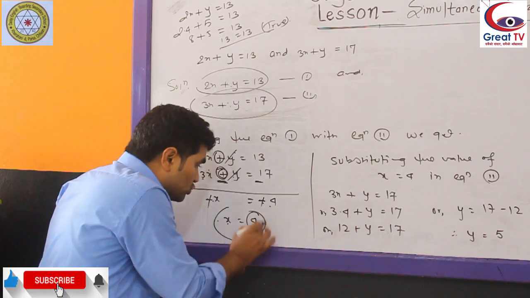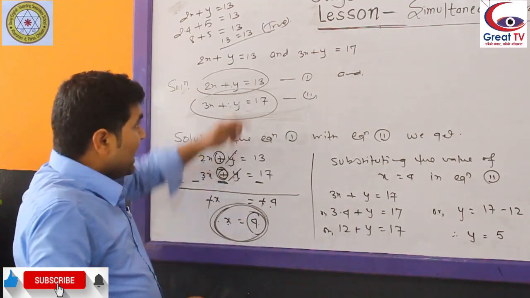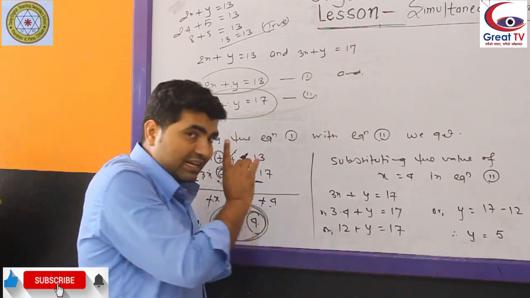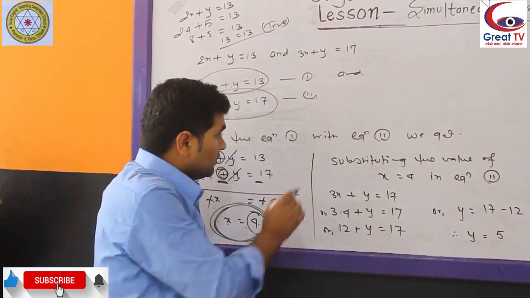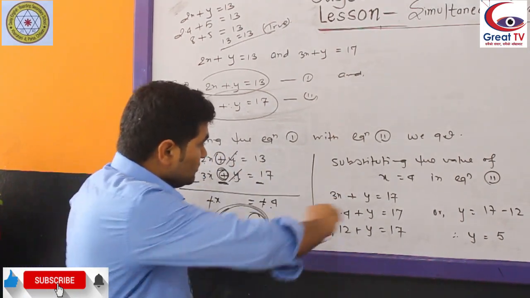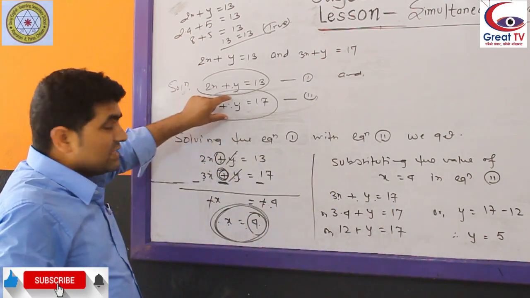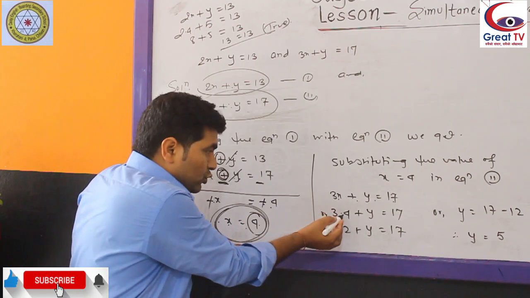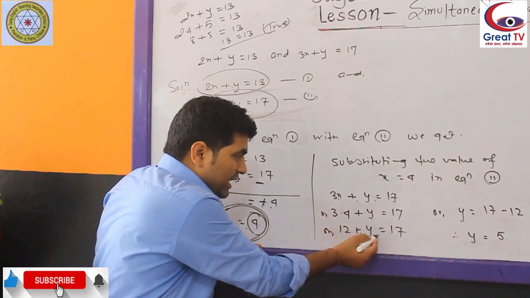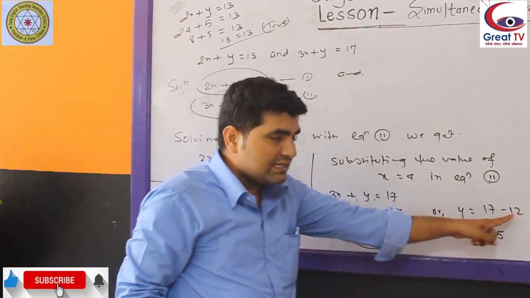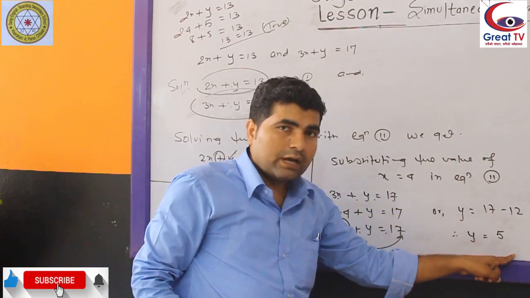So this value of x, either in equation first or in second you can put the value of x in that equation. Now 3x plus y equal to 17, that equation second. Value of x equal to 4. 3 times 4 are 12 plus y equal to 17. This 12 gets to another side, that sign is changed. Now 17 minus 12, y equal to 5.